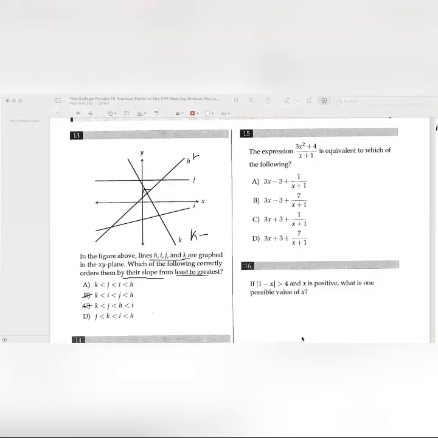So which of the following goes least to greatest? So I would think the slope, so that's a slope of 0. So yeah, I think 0 would be somewhere in the middle. Yeah. So probably A. That makes sense.